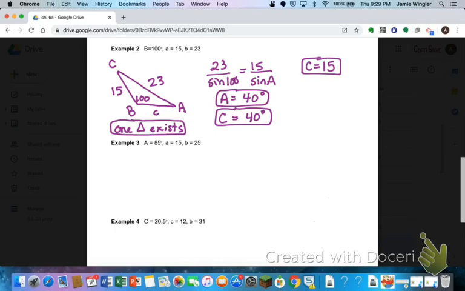If I forget my rules for an isosceles triangle, then I would take side C over the sine of 40 and set it equal to 23 over the sine of 100, or 15 over the sine of 40. Both would work.